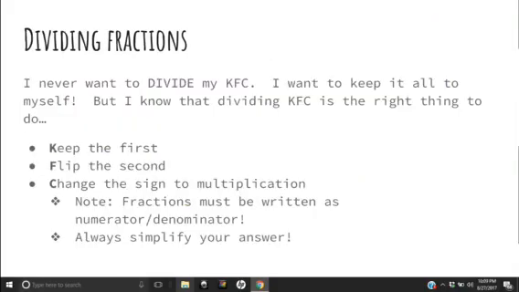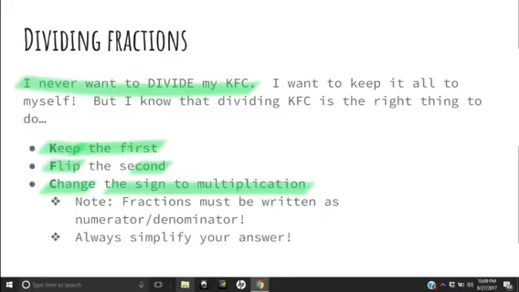We had a song for multiplying fractions. I like to think of dividing fractions as KFC. You never want to divide your KFC, but when you're dividing fractions, you've got to remember KFC. Keep, flip, change. You're going to keep the first fraction, flip the second, and change the sign to multiplication. Again, it's always got to be numerator over denominator, and you're going to want to simplify.